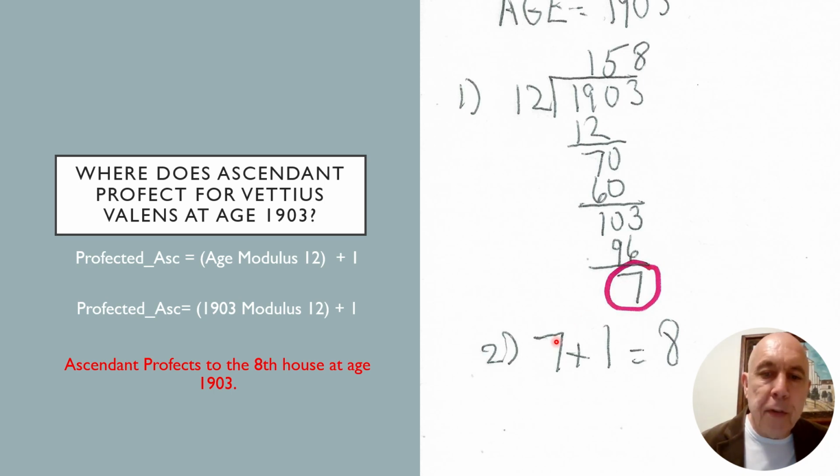Okay, and then we do our second step, which is 7 plus 1 equals 8. So if Vettius Valens were alive this year, or if we wanted to look at something about his legacy for this year, we can see that his ascendant perfects to the 8th house.